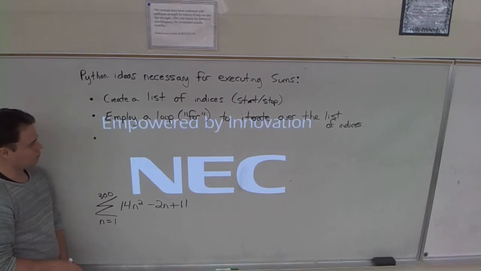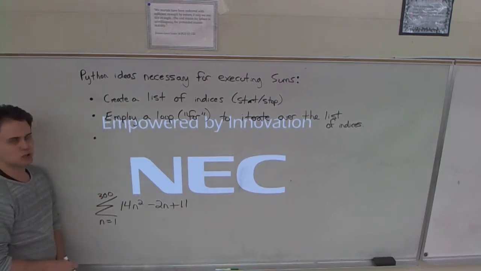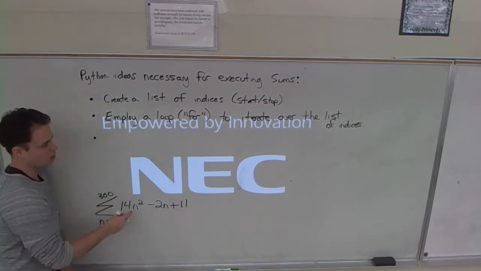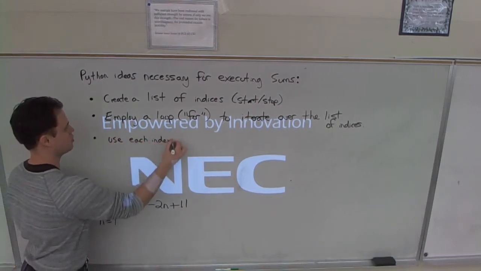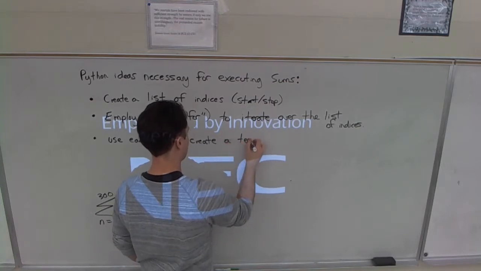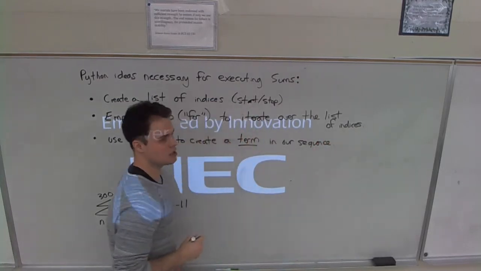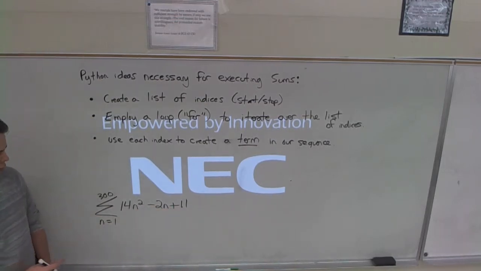So what we need to do is do this in like 2 parts. So we've got the list, the 1 to 300. We've got the structure that the thing's going to use to go from 1 to 300. Then we need to tell it what to do. Well, what to do is right here. So we need to use each index to create a term in our sequence. In other words, we need to tell it to do what the sum says to do. This stuff is what we have in this case. We need to tell it for each index, go 14 times the index squared, then subtract 2 times the index, then add 11. Does that make sense?